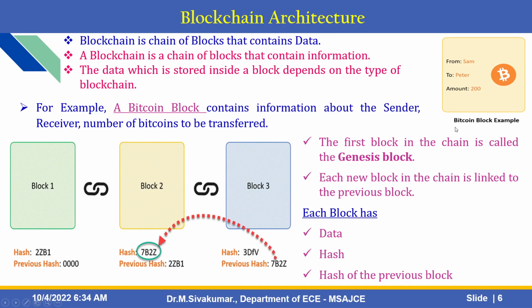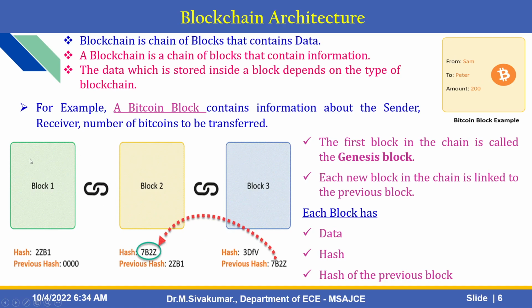This diagram shows a Bitcoin block example. Blockchain is a chain of blocks that contains data. The data which is stored inside a block depends on the type of blockchain. Here, for example, we can see the Bitcoin block. It contains information about the sender, receiver, and the number of bitcoins to be transferred. Here, this is the general architecture of blockchain.